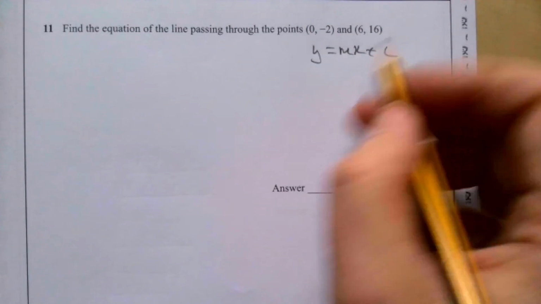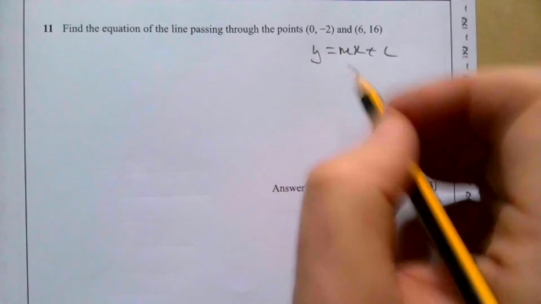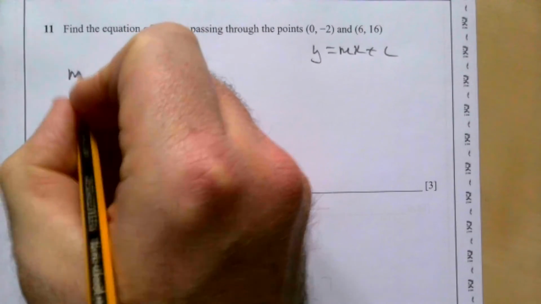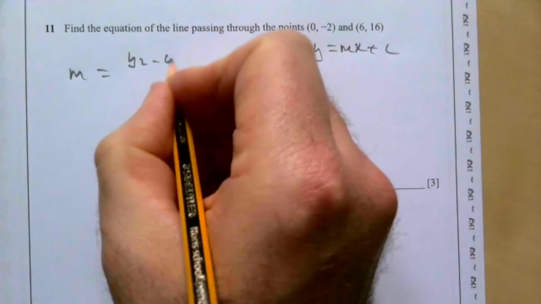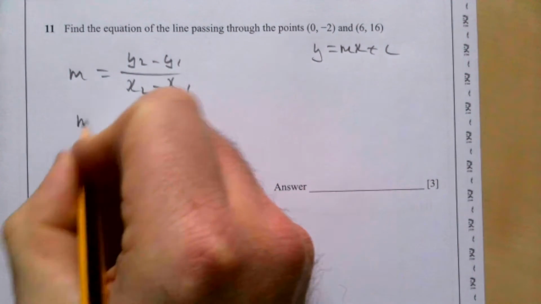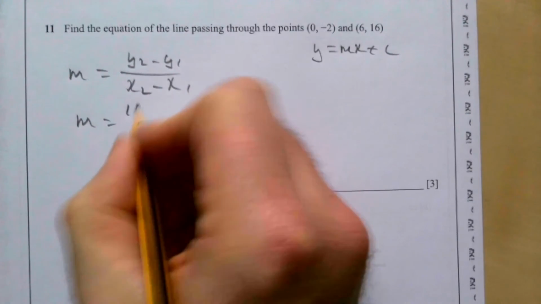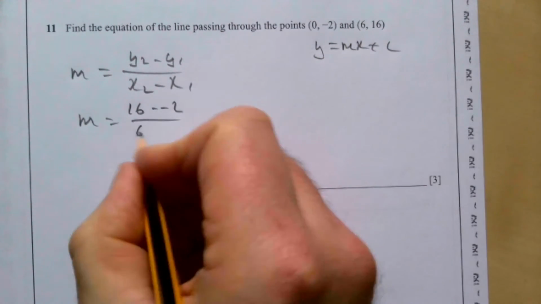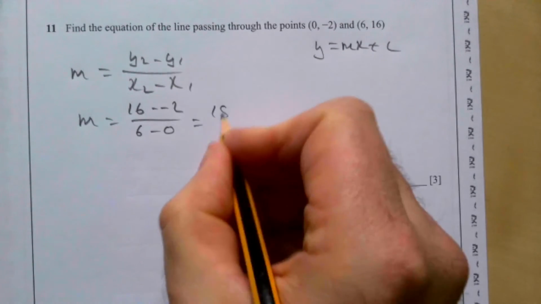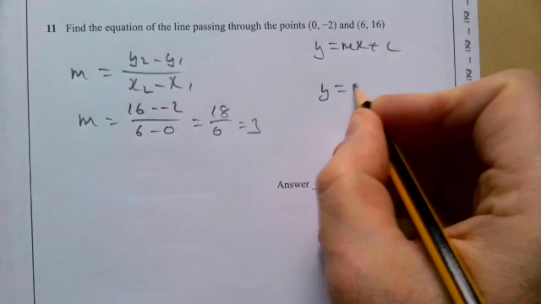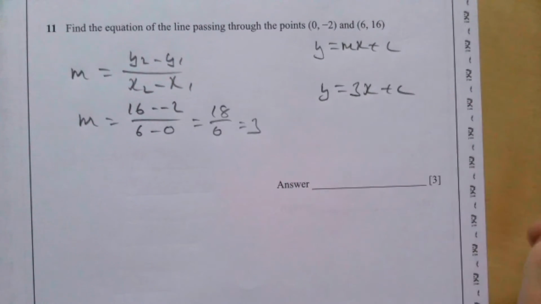You don't need to. You could sit and draw it out and do a wee sketch and try a rise over run, or try and count squares and work it out. But the most straightforward way really is (y2 - y1) all over (x2 - x1). So that's 16 minus minus 2, all over 6 take away 0, that's 18 over 6, which is 3. So that means we have y = 3x + c.